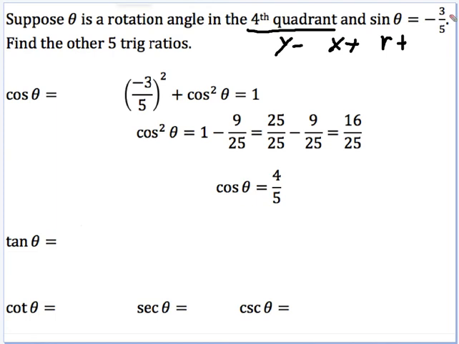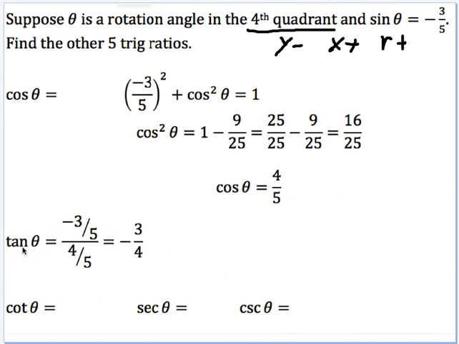Because I know that y is -3 and x will be 4, I can just get my final answer of -3/4. But if I look at my quotient identities, I'll set this up as sine theta over cosine theta, so -3/5 over 4/5, and that also will reduce to -3/4. For this one, I don't care if you use your identities or if you just set up your trig ratios. Either case is fine.